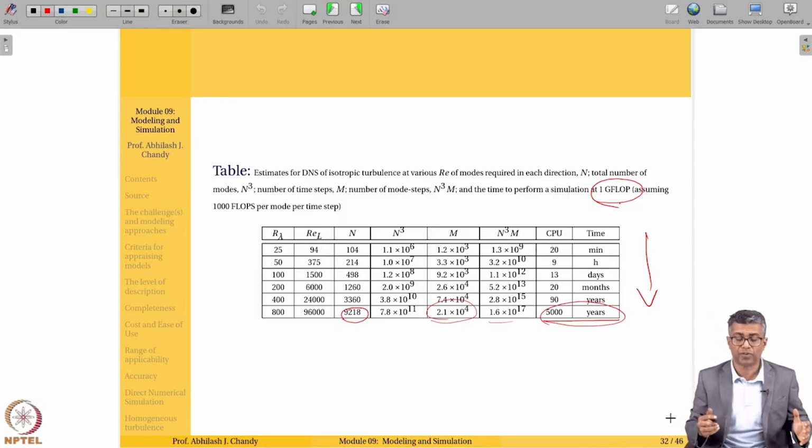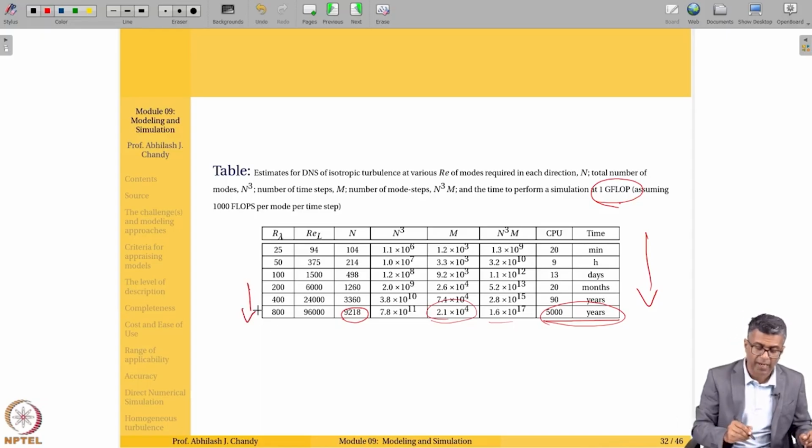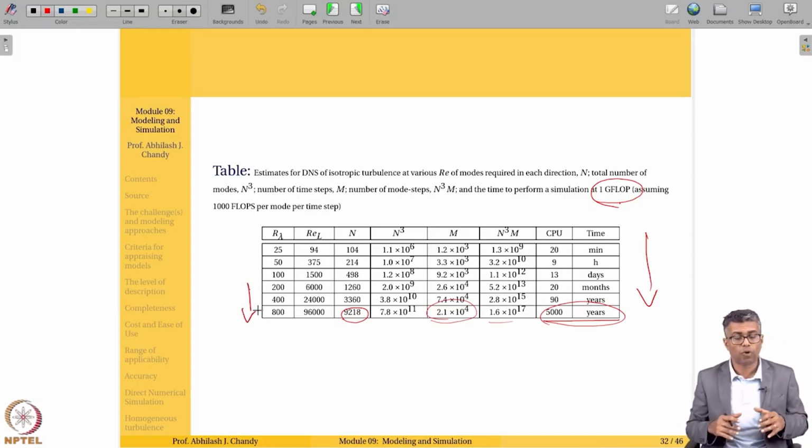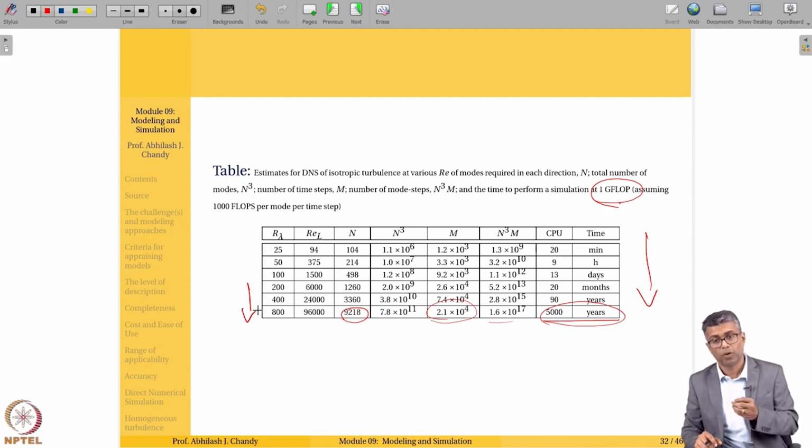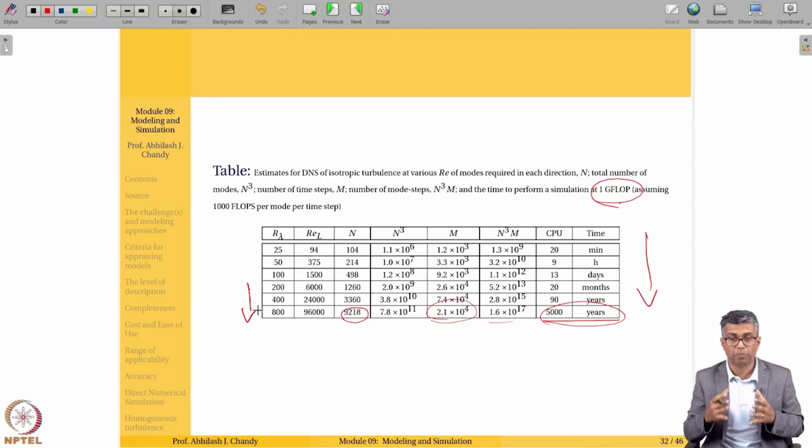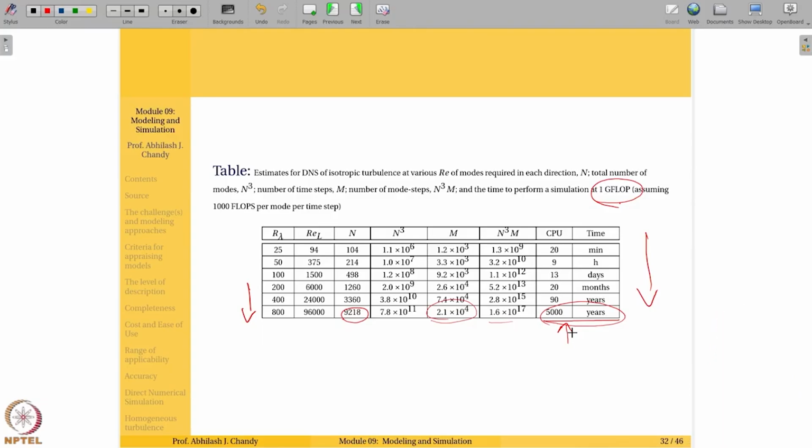But what we are interested in is the very high Reynolds numbers, which are more of practical applications, and they take a long time, but only on a gigaflop machine. Considering that we have much more powerful machines today, these are going to take much less time. So DNS is starting to be more feasible in today's day and age.